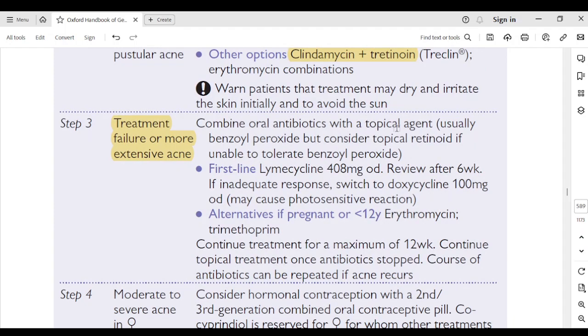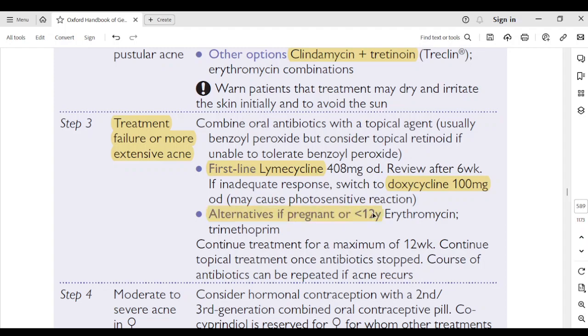Combine oral antibiotics with a topical agent, usually benzoyl peroxide, but consider another topical retinoid if unable to tolerate benzoyl peroxide. First line, lymecycline 408 mg OD, review after 6 weeks. If an inadequate response, switch to doxycycline 100 mg OD, which may cause a photosensitive reaction.